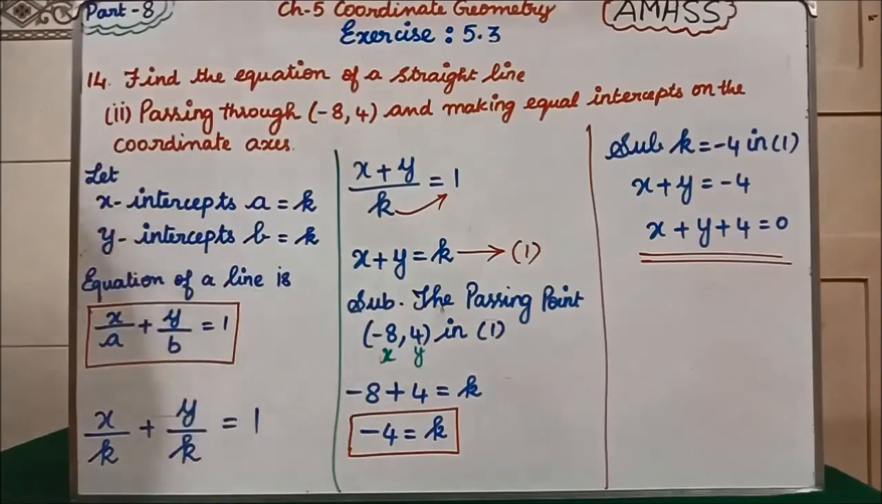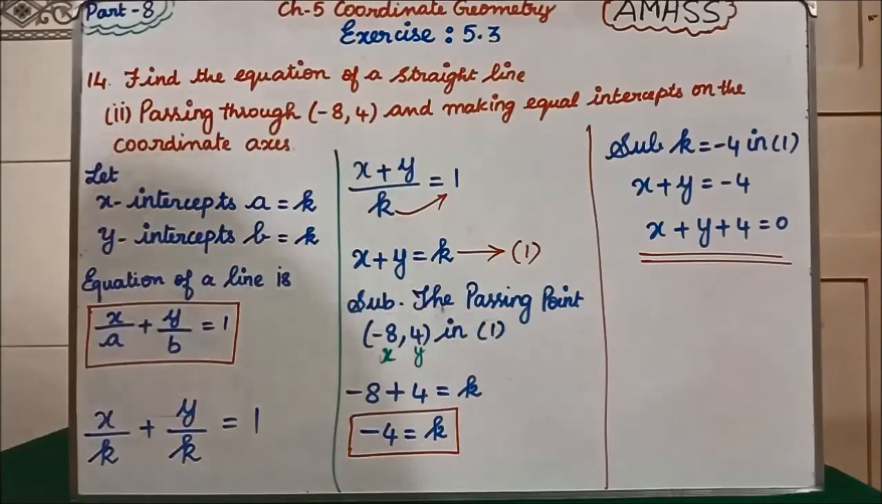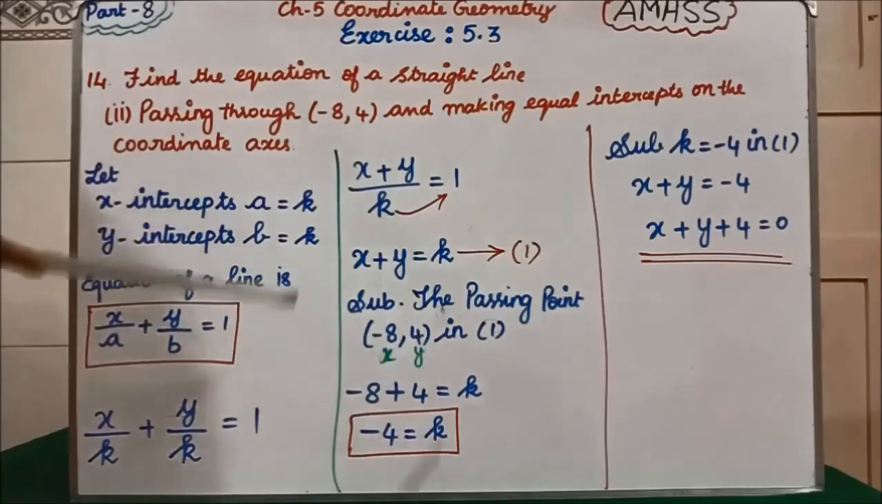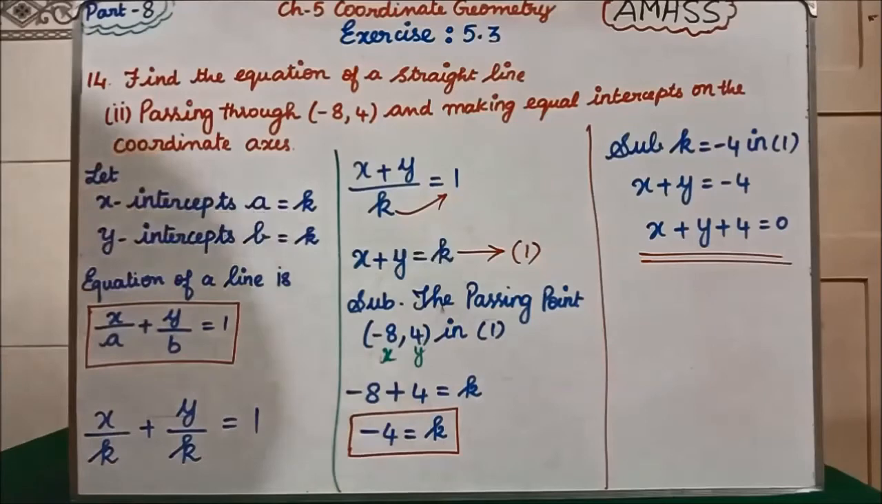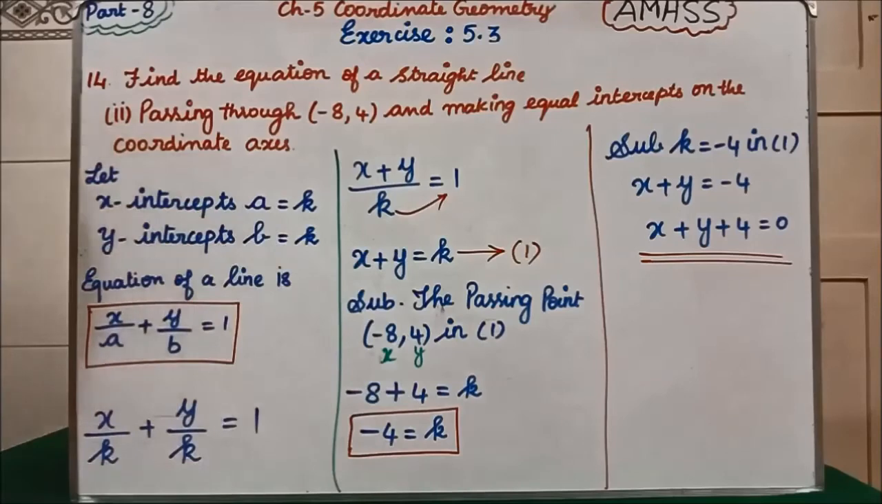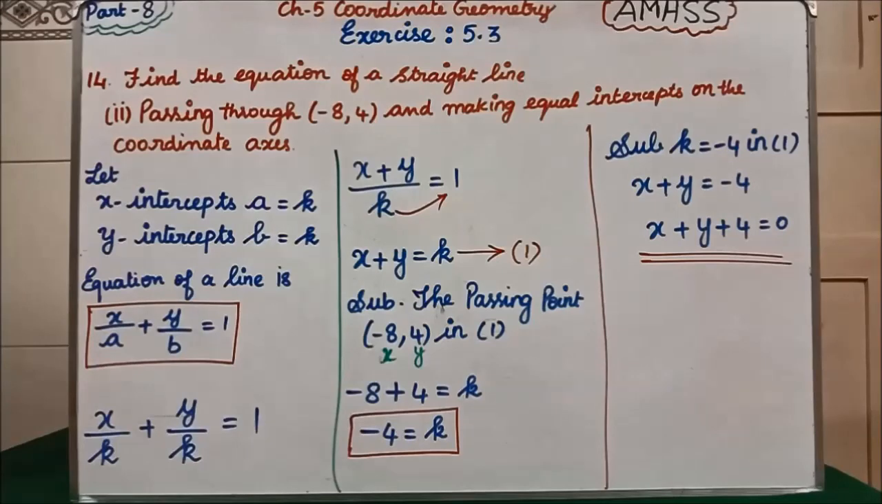Sub means substitute. The full form is substitute. You write in the classwork the full form, substitute. Substitute the passing point (-8, 4) in equation 1. We are going to substitute (-8, 4) in equation 1. Minus 8 is our x, 4 is our y. Here, what is our equation 1? x + y = k. So in the place of x, you write minus 8. In the place of y, you write plus 4 equal to k. So 4 minus 8 is minus 4, equal to k. Clear? Now we have got the k value, isn't it?